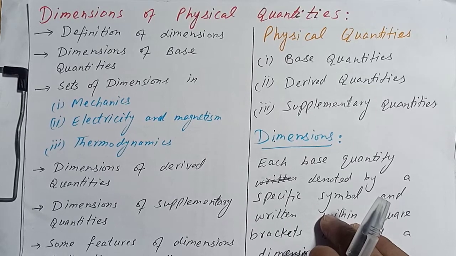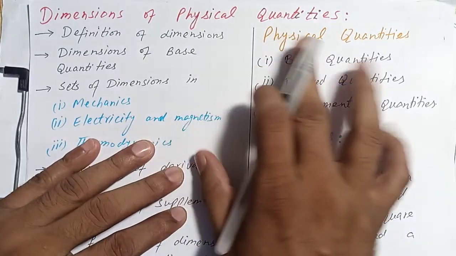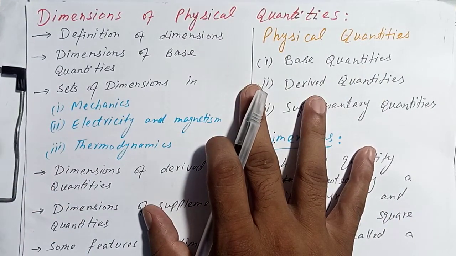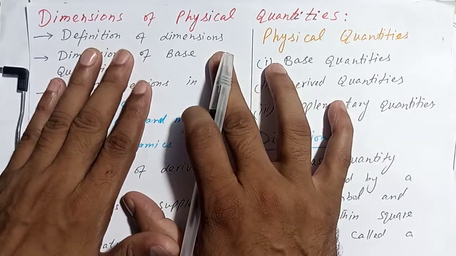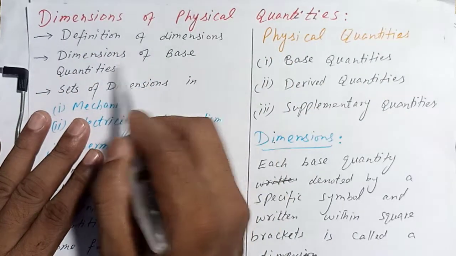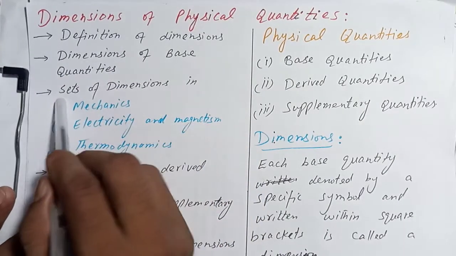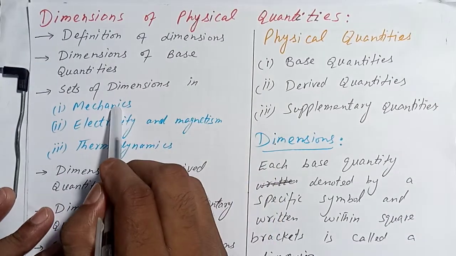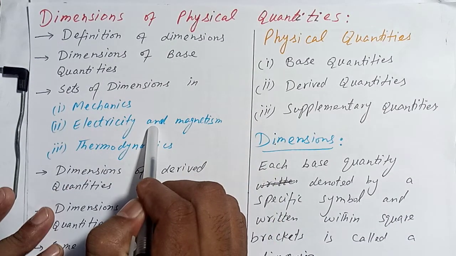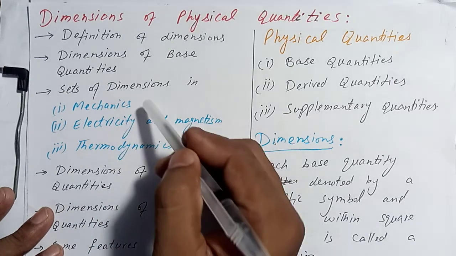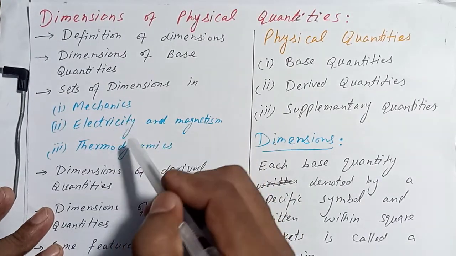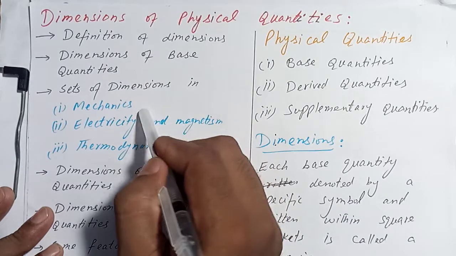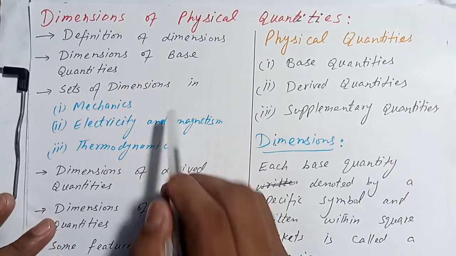In this lecture, we will discuss the dimensions of physical quantities. We will start from the definition of dimensions, then we will discuss the dimensions of base quantities. We will also talk about the sets of dimensions that we use in mechanics, electricity and magnetism, and in thermodynamics. These are three major groups of physics. In each group, we will talk about the set of dimensions that is used.